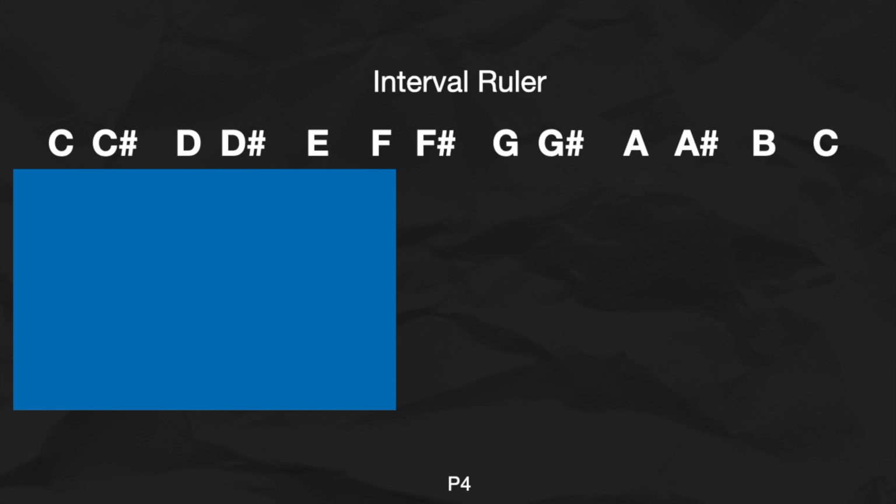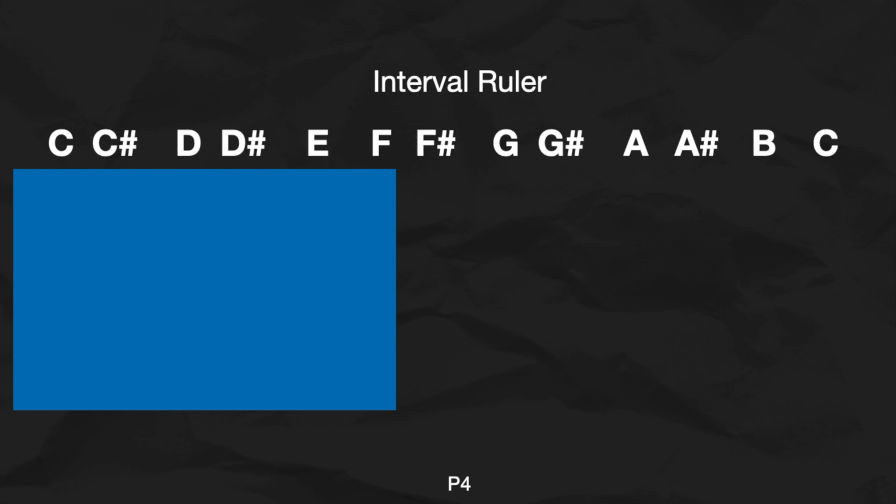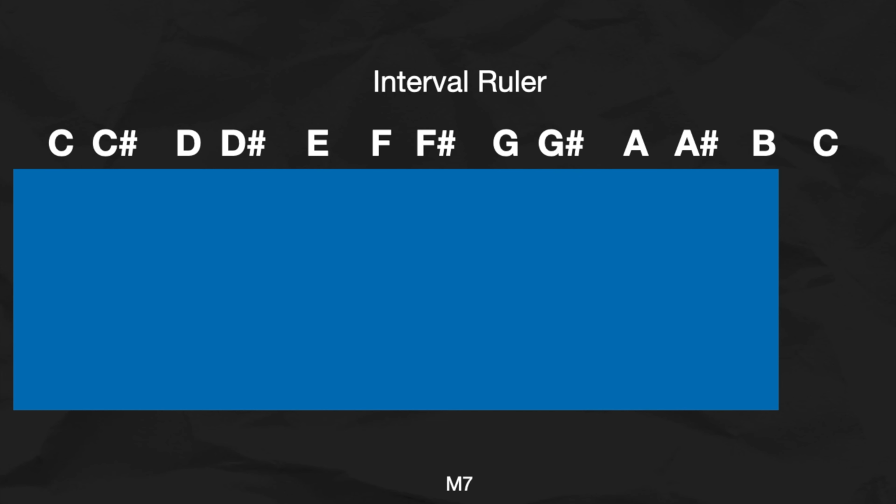Okay, now any notes can be plugged into here and it'll show me the interval relationship between that note. As an example, C to F is going to be a perfect fourth. Okay, C to G is going to be a perfect fifth, and C to B is going to be a major seventh.